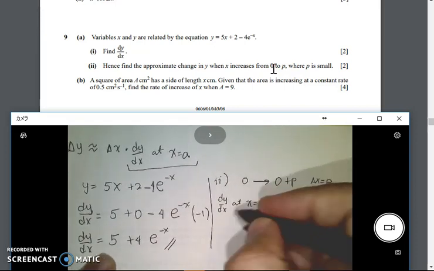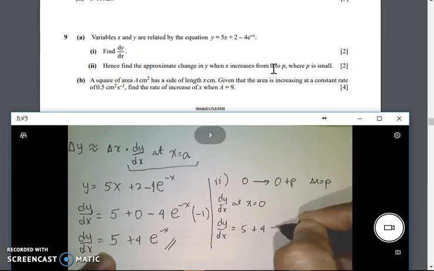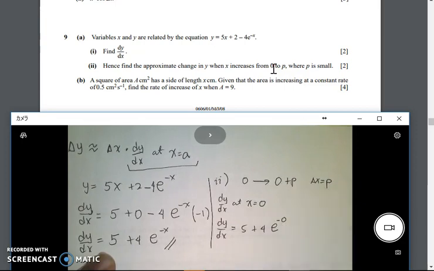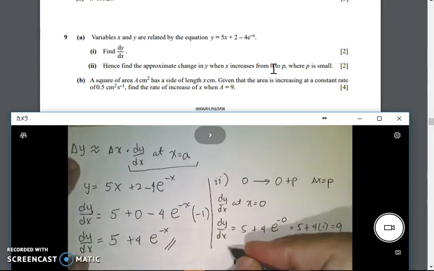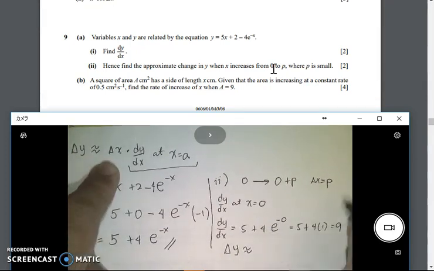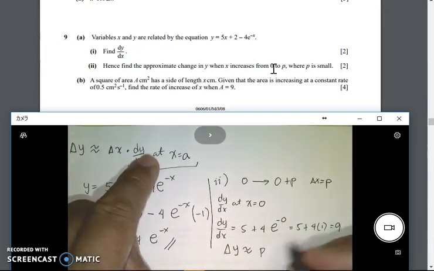So dy/dx is equal to 5 plus 4e raised to negative 0. Negative 0 is 0, and e to the 0 is 1. So this is 5 plus 4 times 1, which is equal to 9. Then we can now write the final answer. The approximate change in y is equal to the approximate change in x, which is p, times the derivative at x equals 0, which is 9. So that's p times 9, or 9p.